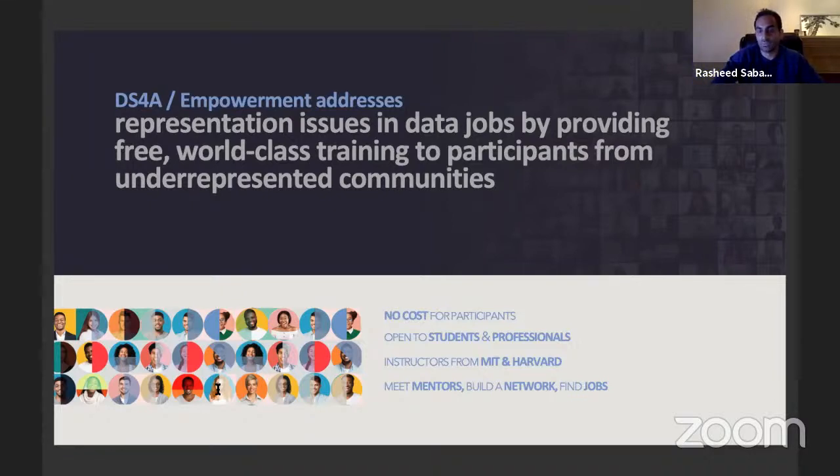So it's revolutionary in many ways. And our goal is not simply to train a number of individuals. Our goal is to really create an ecosystem and a community where the first cohort of graduates, we will leverage to be TAs, teaching assistants, and mentors for future generations and cohorts.